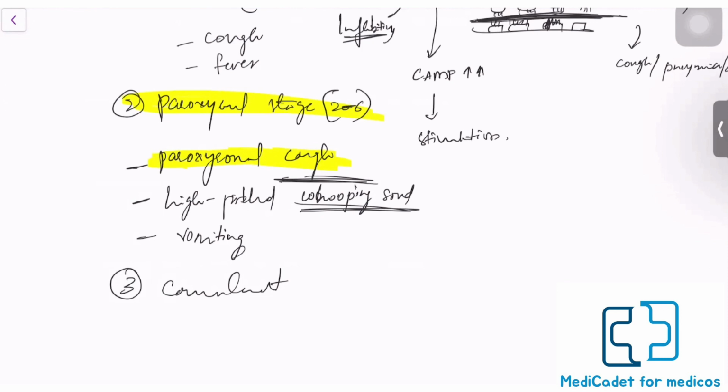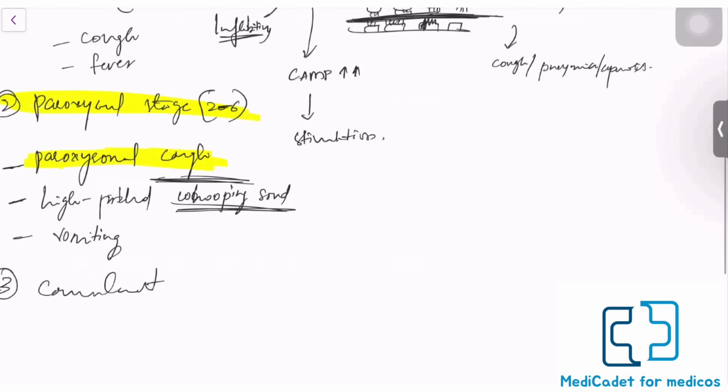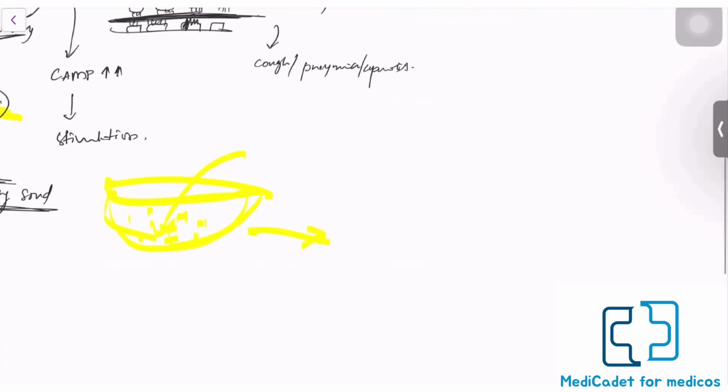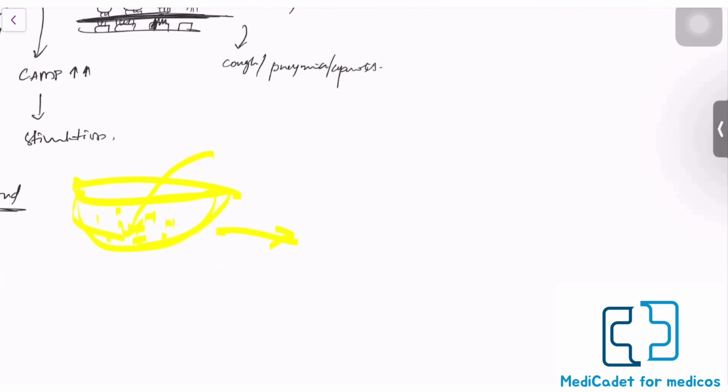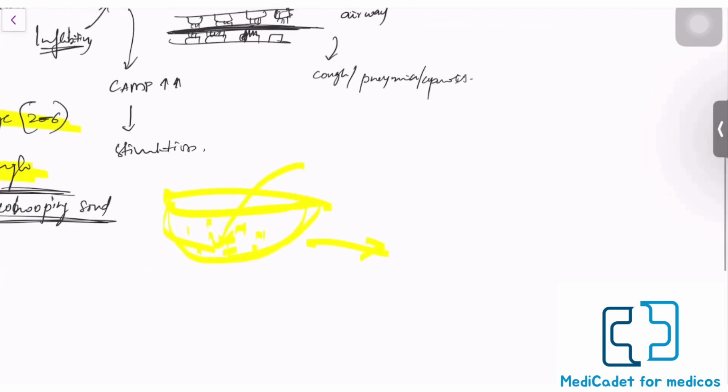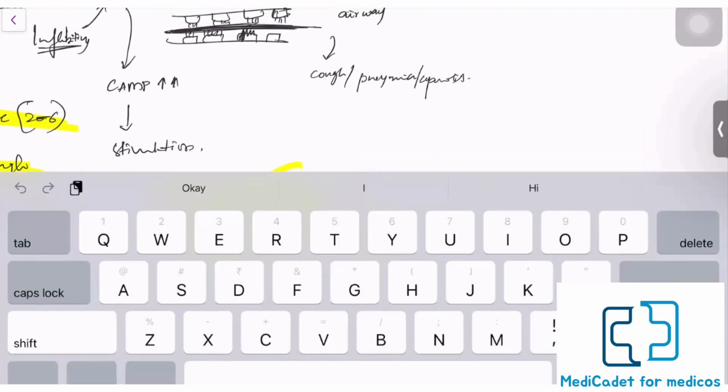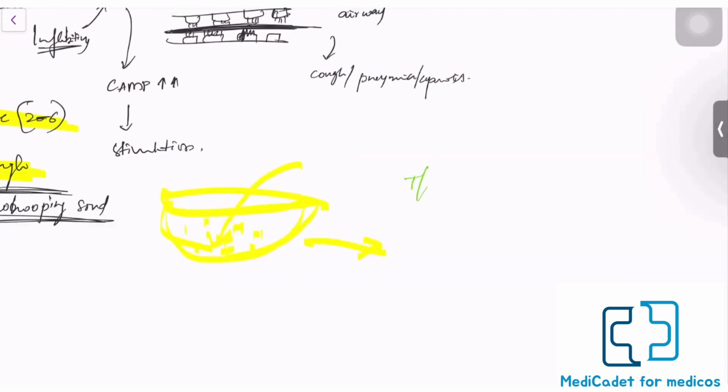And how will you diagnose? You're gonna ask the patient to cough in a cup, some cup or some plate. You're gonna ask him to cough. All the bacteria will be there. You're gonna do the culture and confirm. Okay, so this is pertussis. So that's how you'll be diagnosing it. For the treatment part, you can give them macrolides like azithromycin, erythromycin, etc. So you can give any of those macrolides.